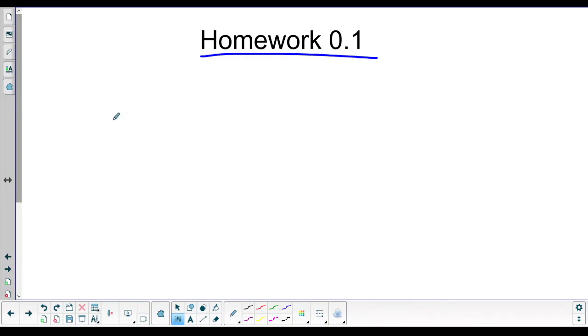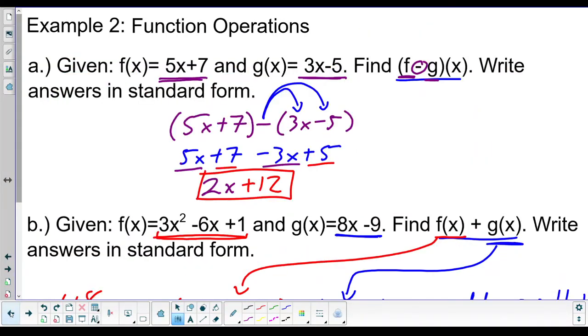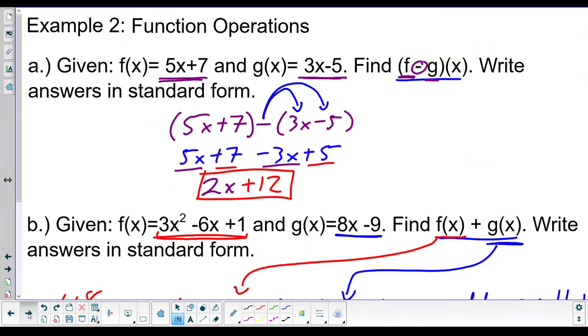Let's talk about this problem. Let's say f of x equals x plus 1 divided by x minus 2, and they're going to say find f of 2. Okay. A couple slides ago, when we looked at our division, it says f over g of x equals f of x over g of x. But look here, g of x can't be 0. So the bottom cannot be 0.